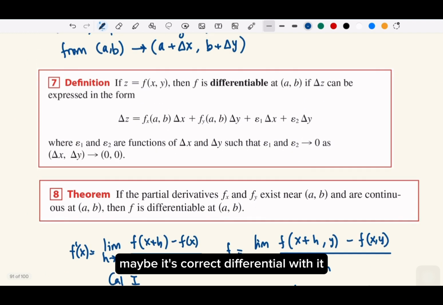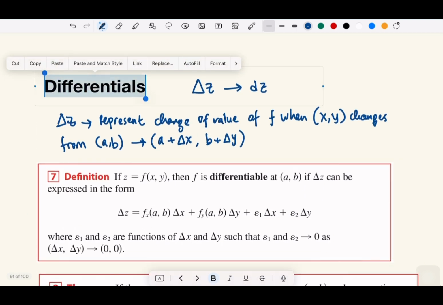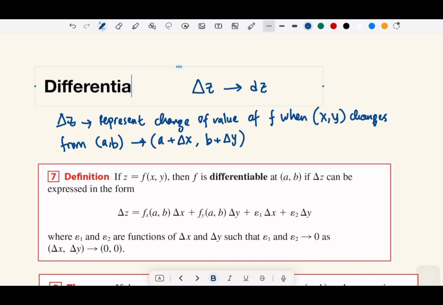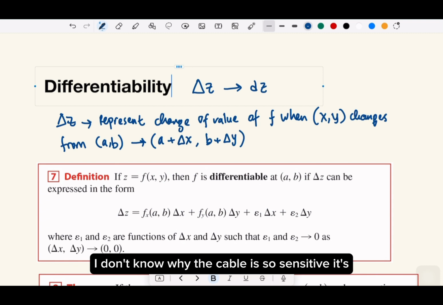Maybe it's differentiability, not differential. Why is it green? I don't know why the cable is so sensitive.